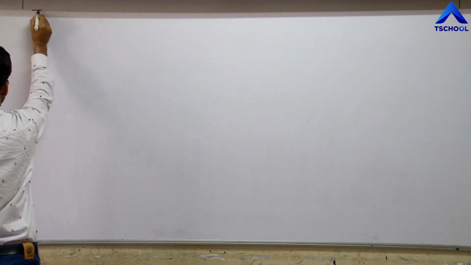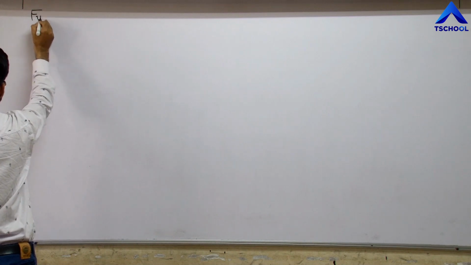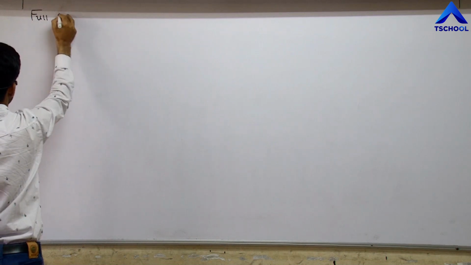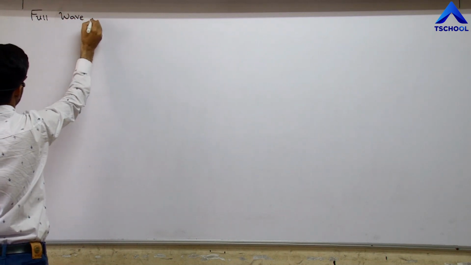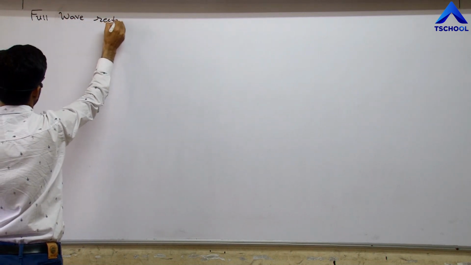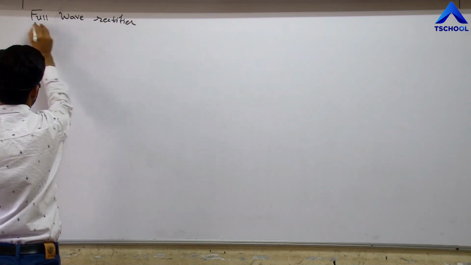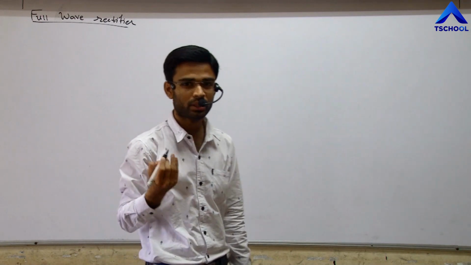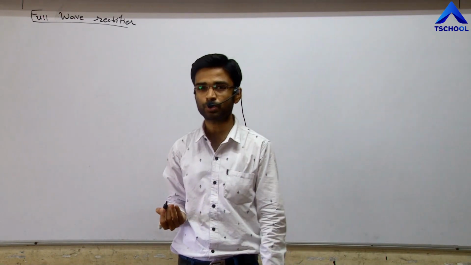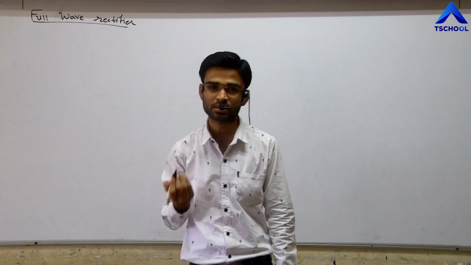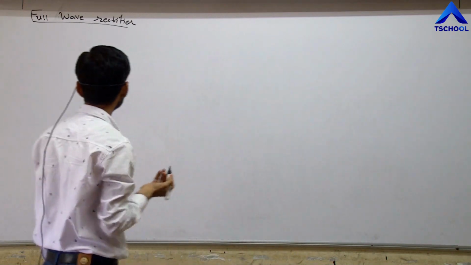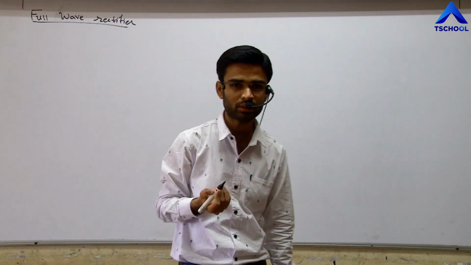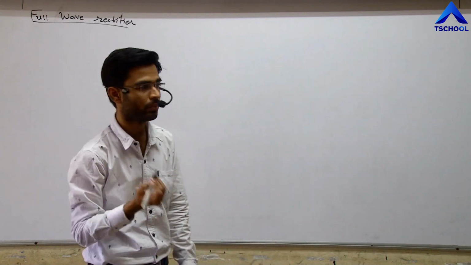Today's topic is the application of the PN junction diode: the full wave rectifier. We know what a rectifier is and what rectification is. Rectification is the process and the rectifier is the circuit. In rectification we can easily convert AC energy into DC energy.